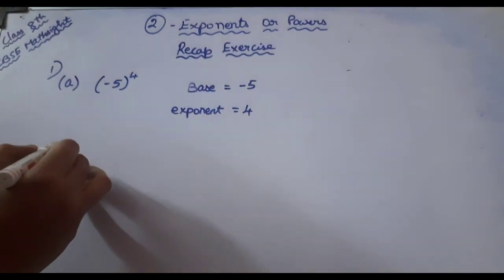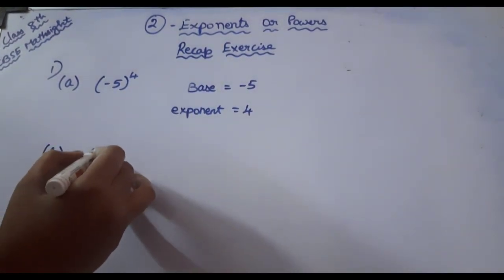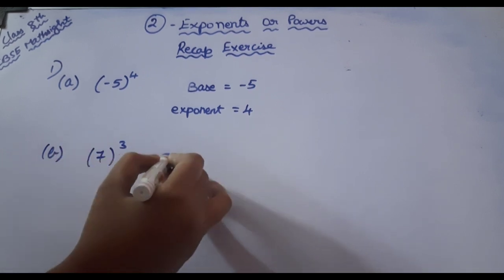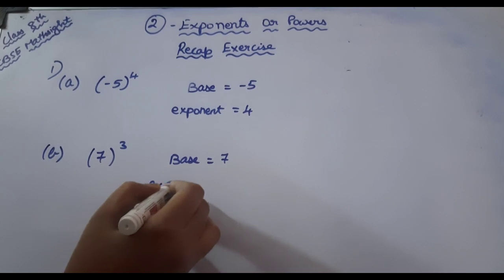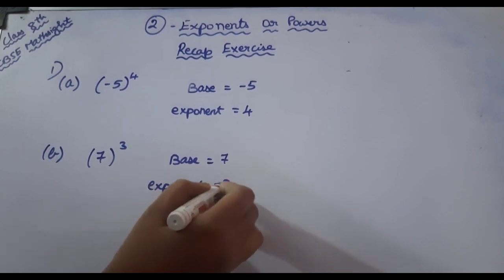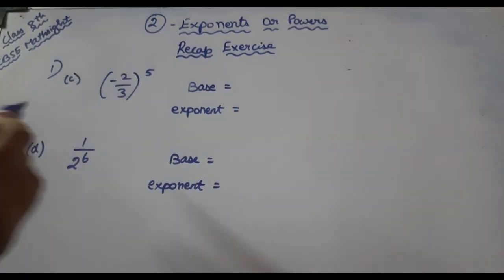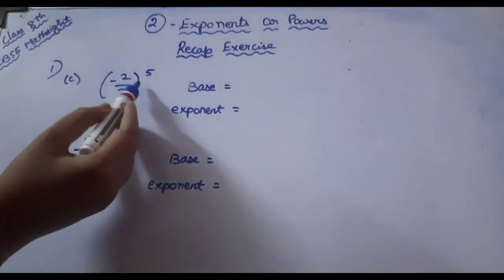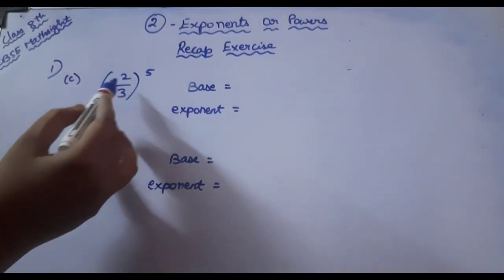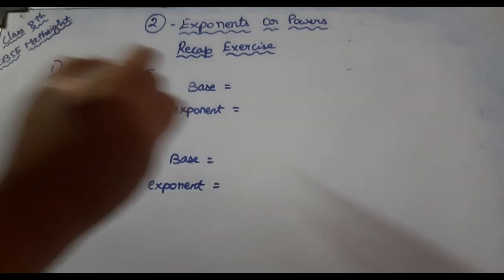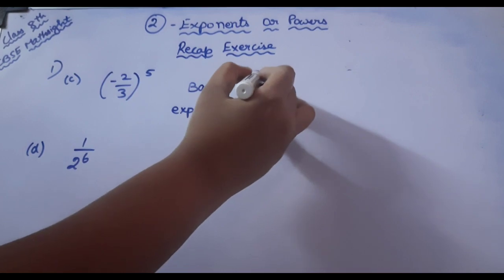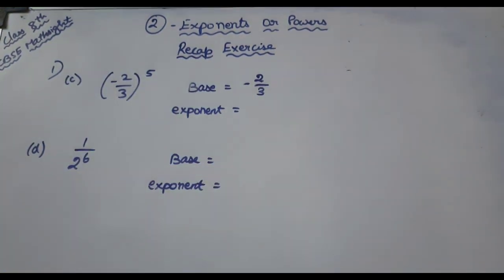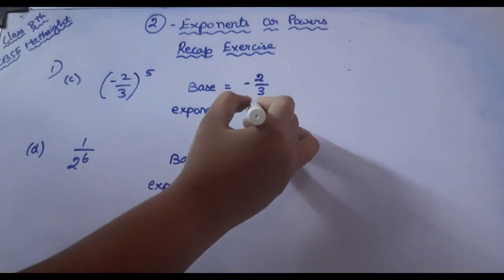Same way for the second sum, we have 7 to the power of 3. So here the base is equal to 7 and the exponent, which is the power, is 3. So 7 to the power of 3. Third sum, minus 2 by 3 to the power of 5. The number which is inside the bracket, the whole, is called the base. So minus 2 by 3 is the base and the power is 5. So we have 5 as the exponent.